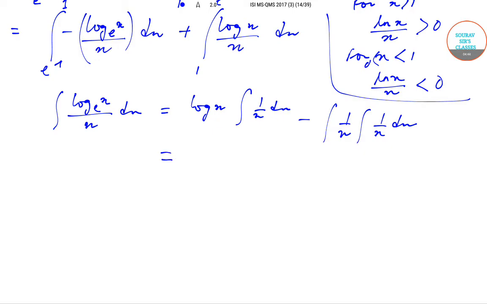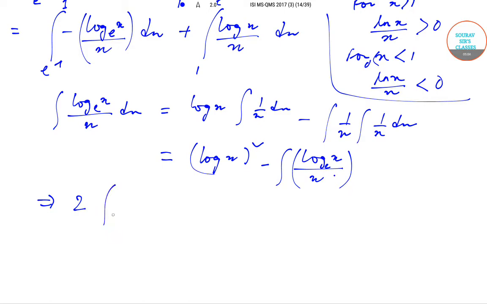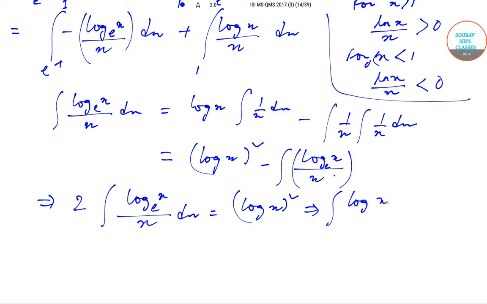So upon solving the entire thing, this will come down to log of x whole square minus the integration of log of x by x. So basically when we take this thing to the other side, it will come down to 2 times the integration of log of x to the base e by x dx is equal to log of x whole square. This implies that the integration of log of x to the base e upon x dx is nothing but half of log of x whole square.